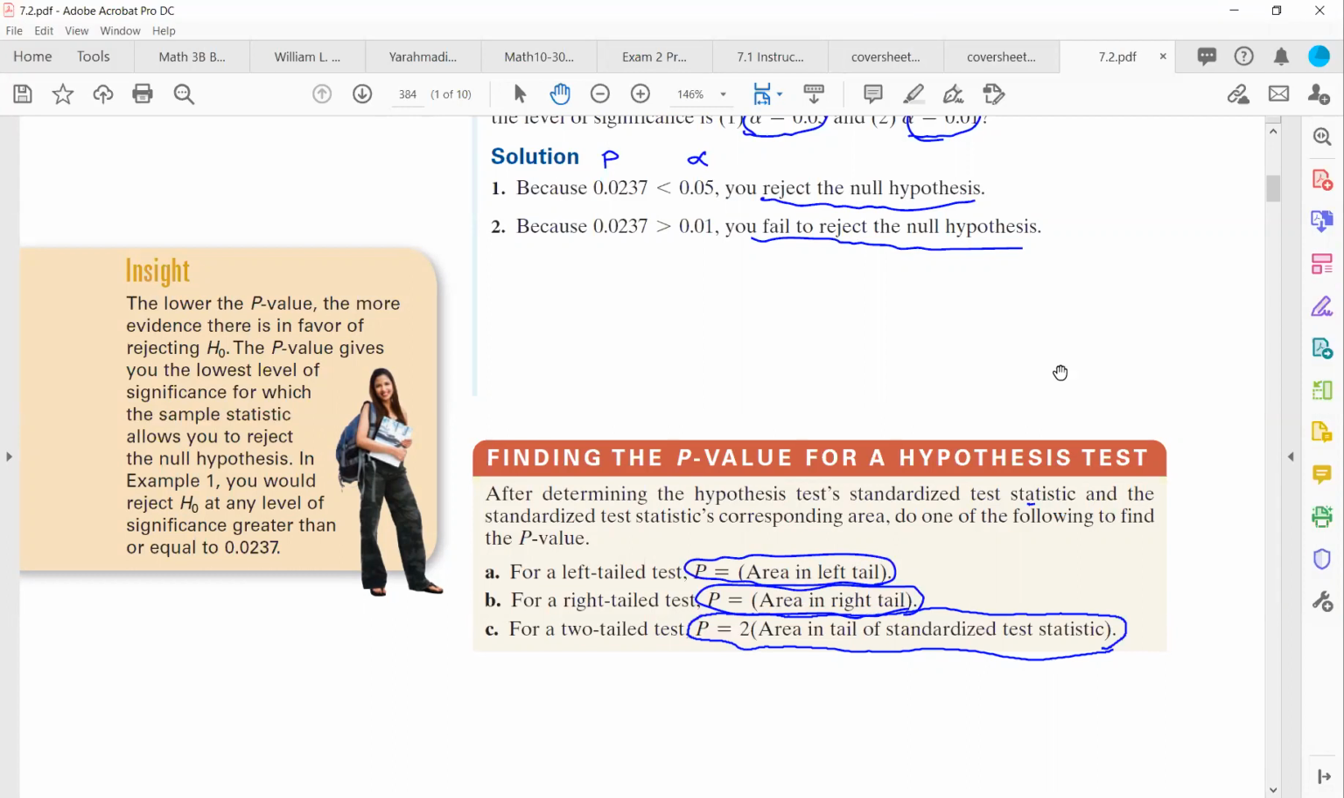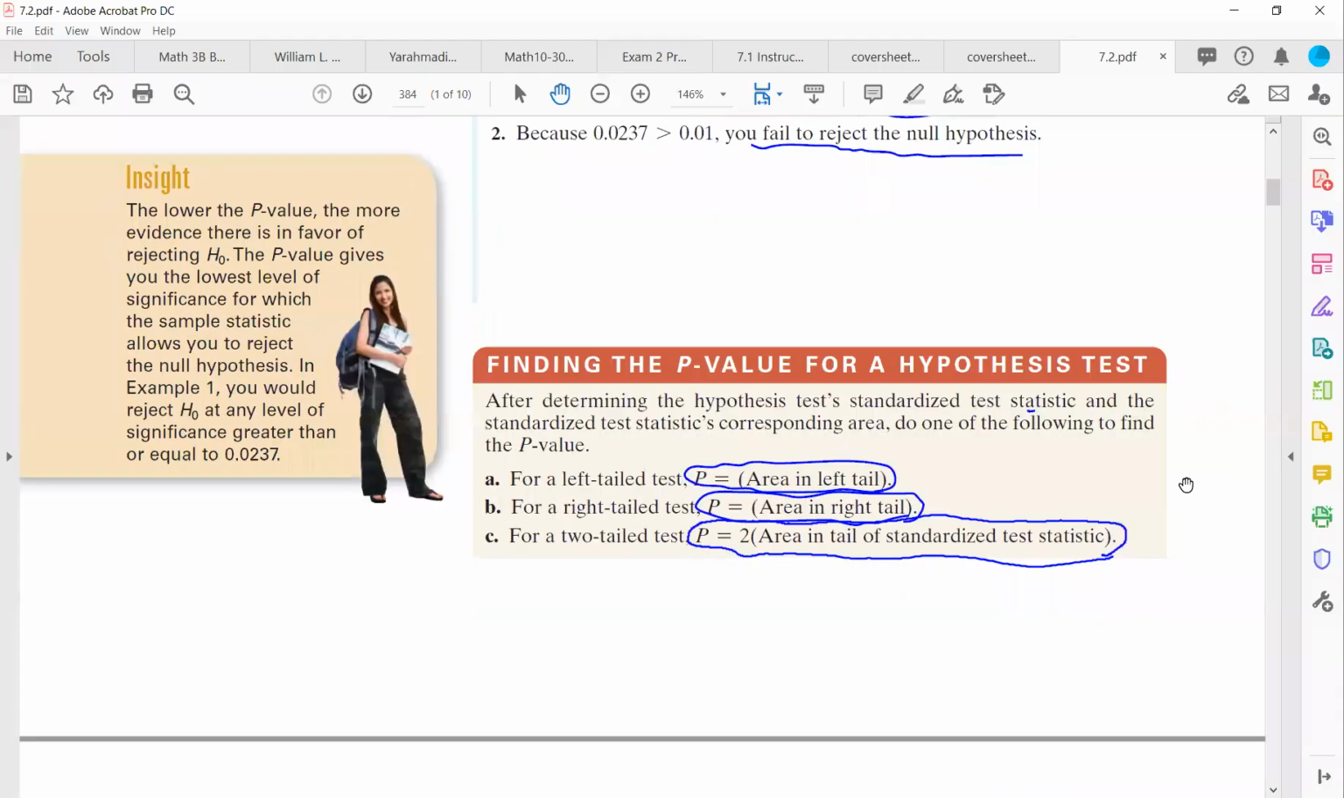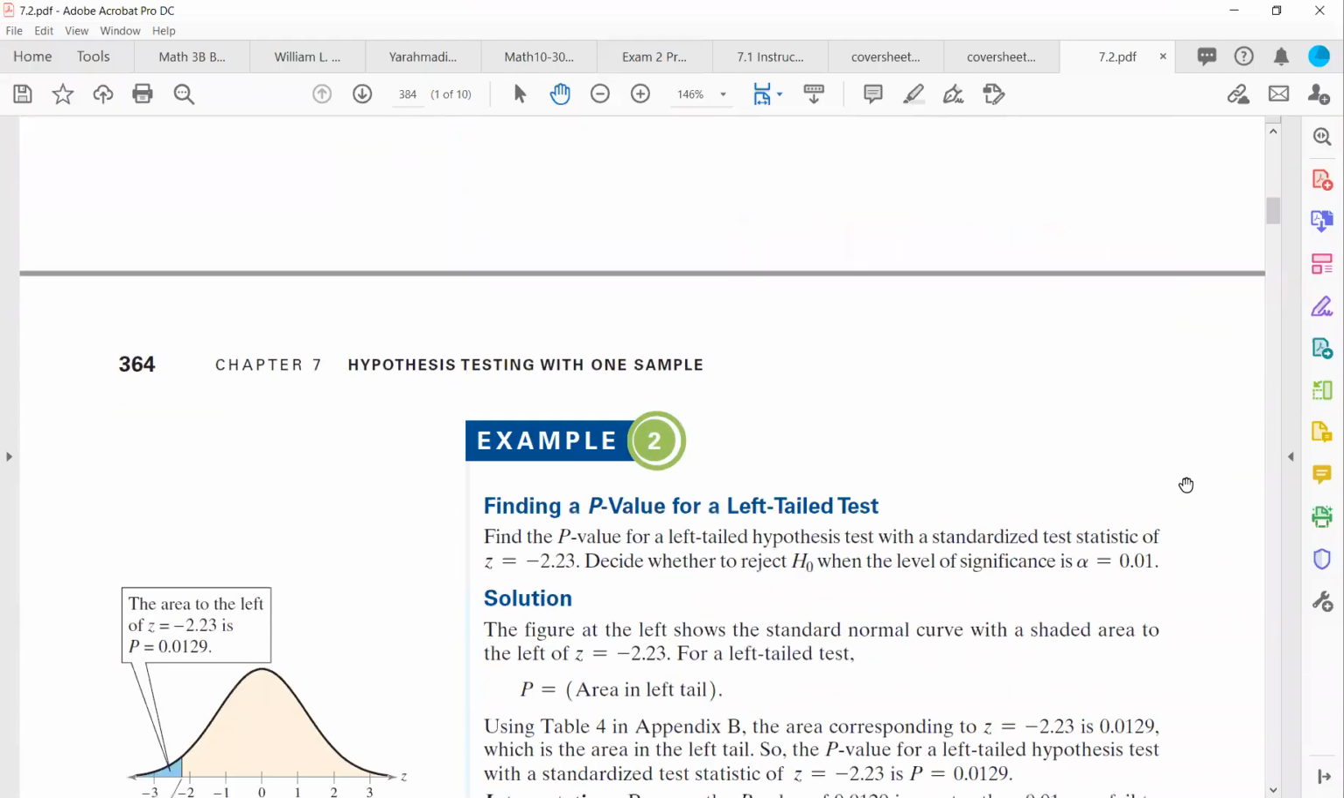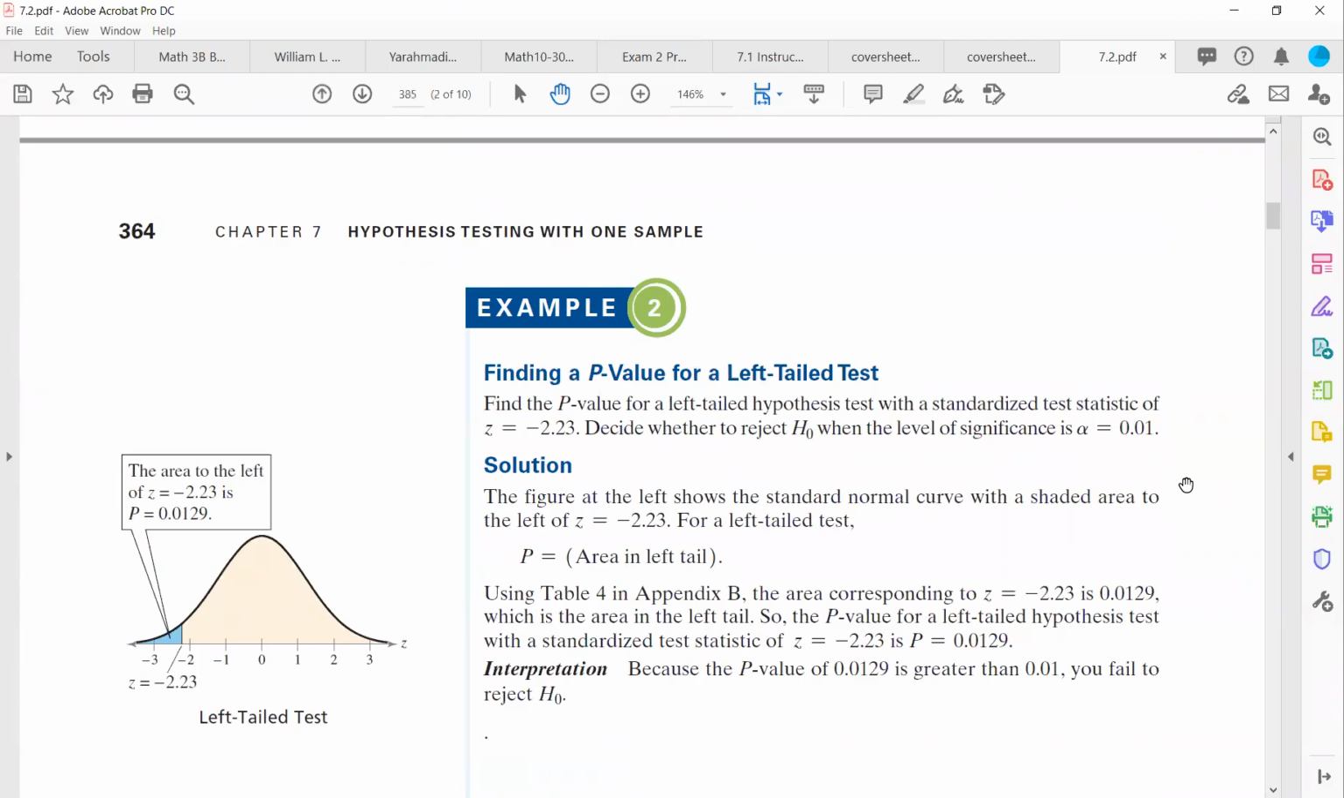You can either use a p-value to make a decision about your hypothesis, or you can identify the rejection region. Perfect. Example 2, finding a p-value for a left-tailed test. Very well. Suppose you have a left-tailed hypothesis test.